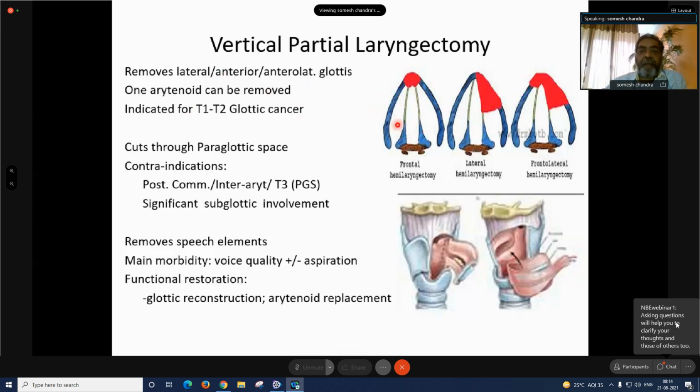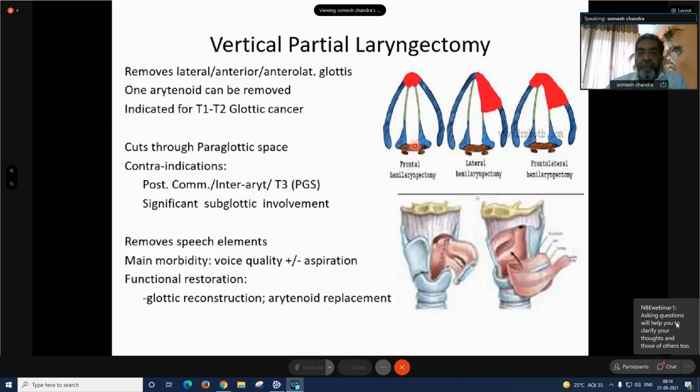It cuts through the paraglottic space. The paraglottic space would be here. So vertical laryngectomy cuts through the paraglottic space, and therefore it is not suitable for T3 glottic tumors, which basically involve the paraglottic space. They are not suitable for posterior commissure tumors because then the cricoid and both the cricoarytenoid joints are threatened. So tumors which involve the posterior commissure, or posterior postcricoid here, are not amenable to any kind of partial laryngectomy.